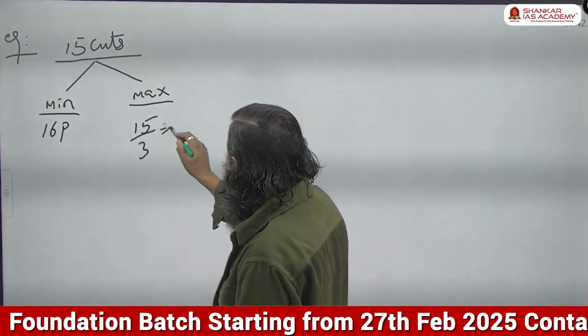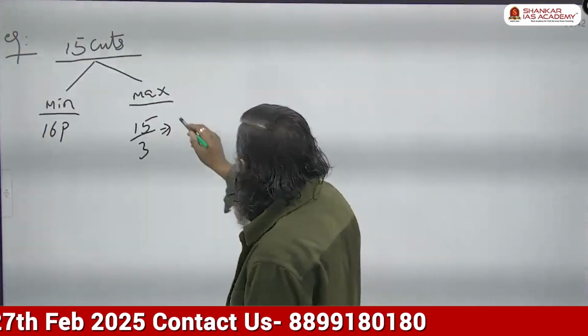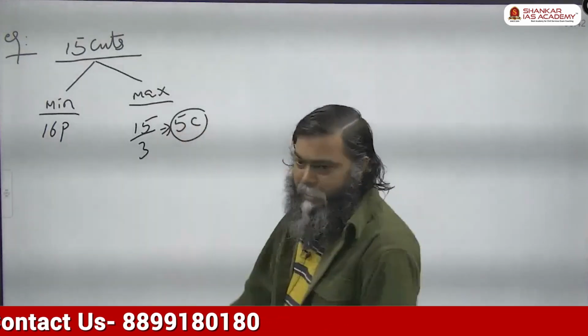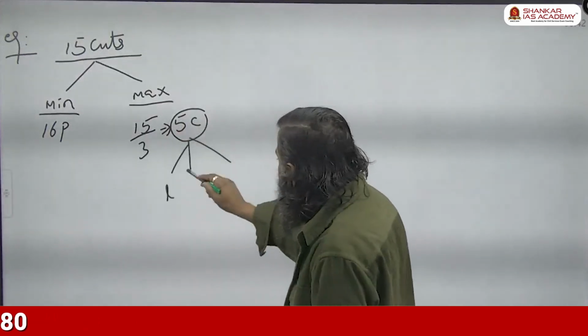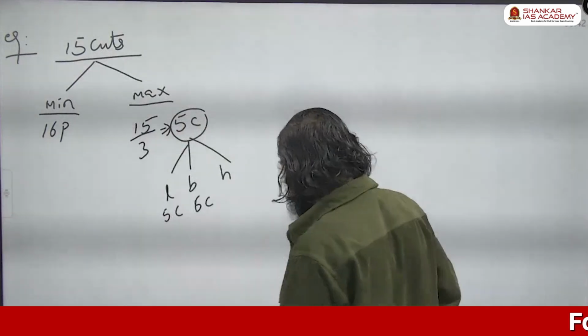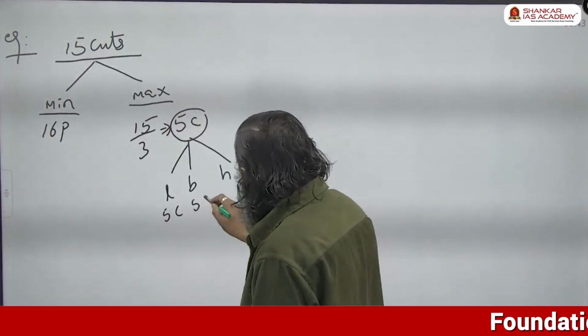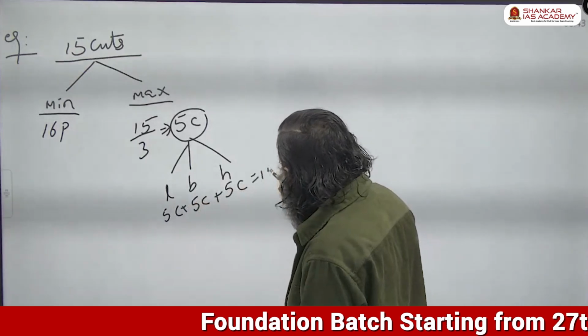15 divided by 3, what will you get? What is the meaning of 5? Each side 5 cuts: length 5 cuts, breadth 5 cuts, and height 5 cuts. Do you remember or not? So length 5 cuts, breadth 5 cuts, height 5 cuts. Total how many cuts? Tell me.